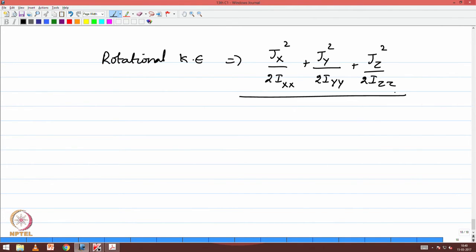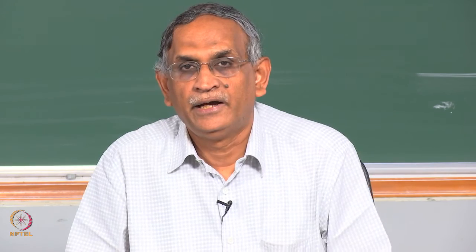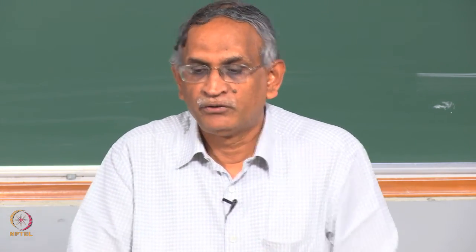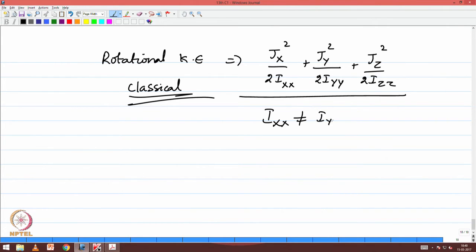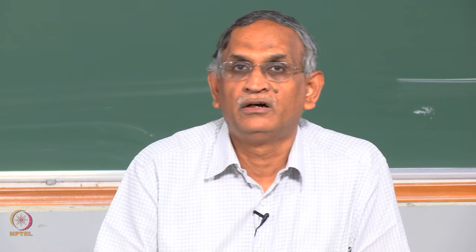So this is the rotational kinetic energy in a classical form for a rigid rotor, in which the molecule has 3 different mutually perpendicular axes, and therefore, obviously this is not a linear molecule because all the 3 moments of inertia are non-zero and non-trivial. Okay. Therefore, we have a molecule in which all the 3 moments of inertia are different.